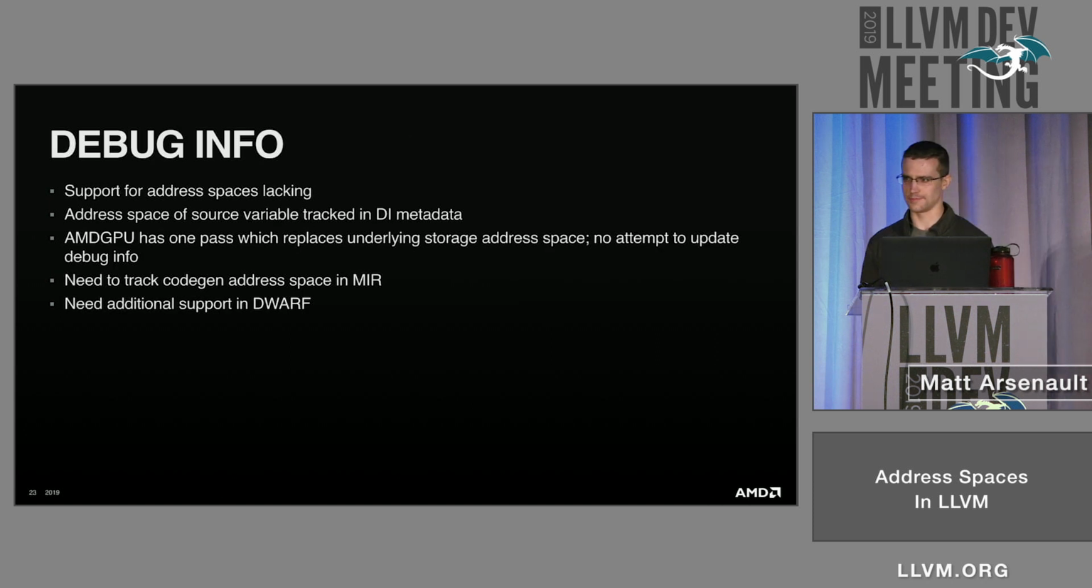Debug info is another naturally lacking area. Clang does emit debug info for the address spaces from the source language. However, we do have some issues because we change how they're accessed sometimes. We do have one pass that does change the underlying address space. So this is another example where you can't necessarily go from the IR address space back to your language address space. We do need to do something to track this codegen address space in machine IR, and we do need some additional support in DWARF to handle this, because we need to know the language address space and how it's actually going to be physically accessed in the end for the debugger.